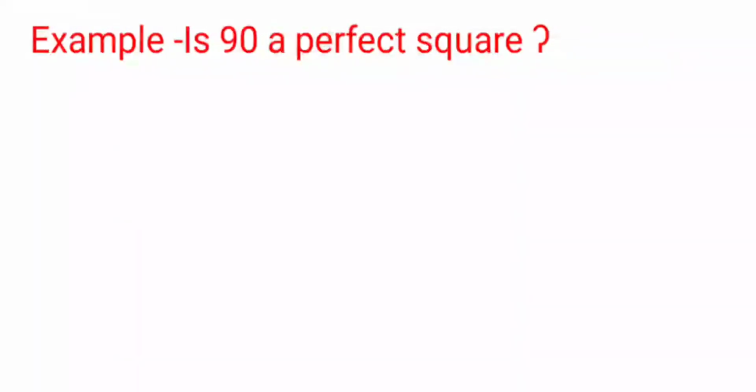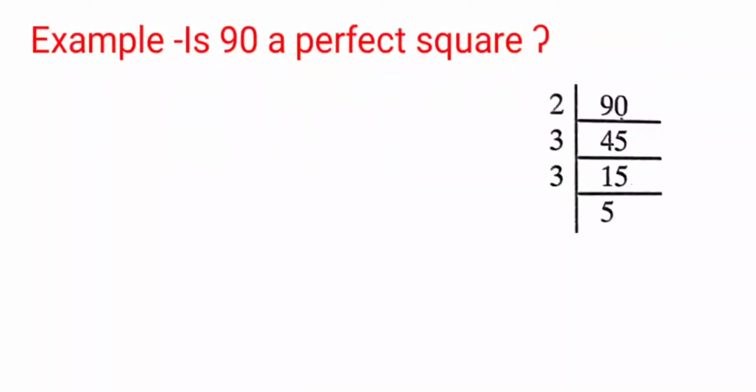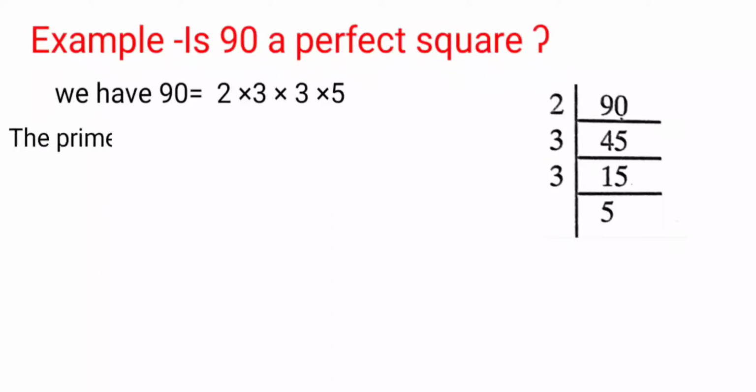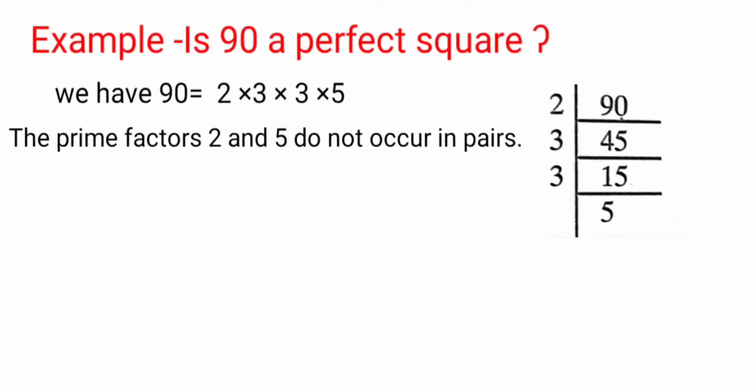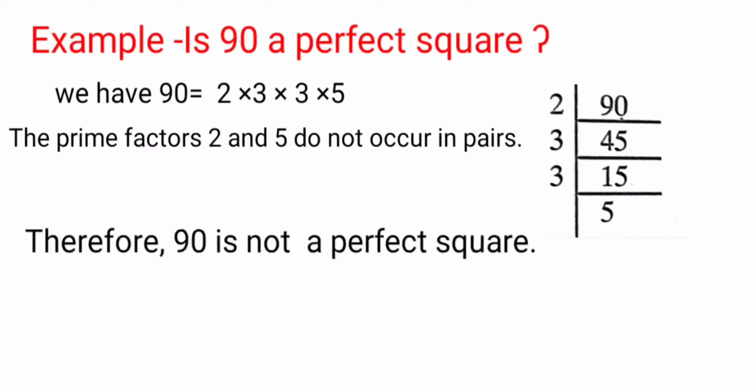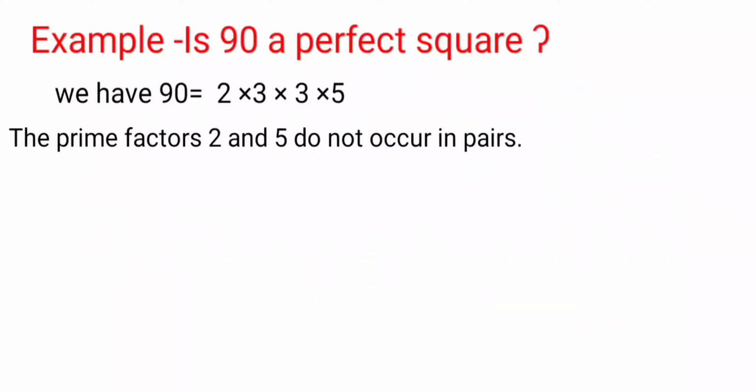Next example: is 90 a perfect square? For this we find its factors. Factors of 90 are 2 into 3 into 3 into 5. The prime factors 2 and 5 do not occur in pairs, but 3 is in a pair, as two numbers of 3 are there. Therefore 90 is not a perfect square, because 2 and 5 are not in pairs.